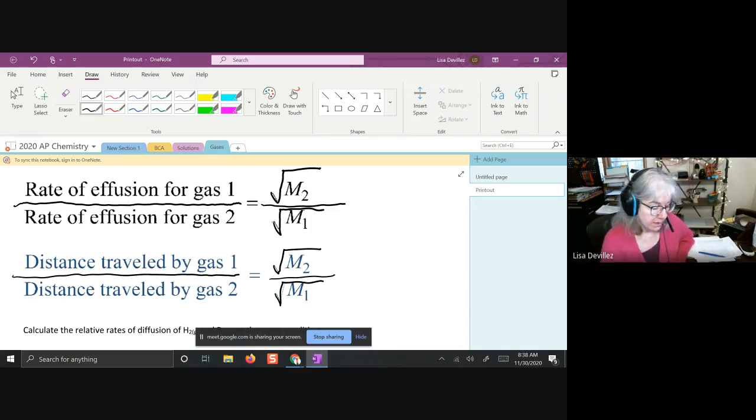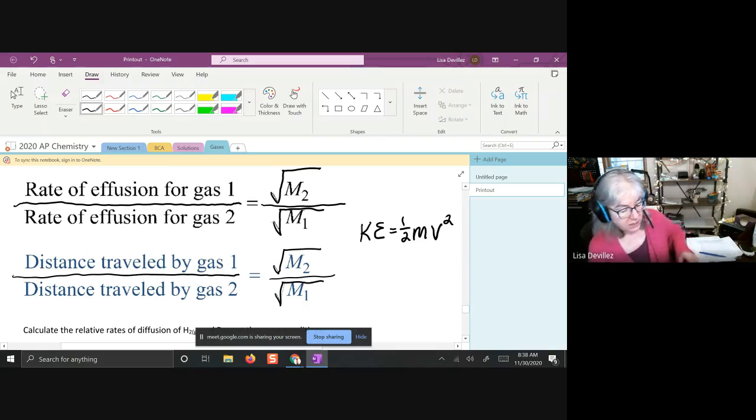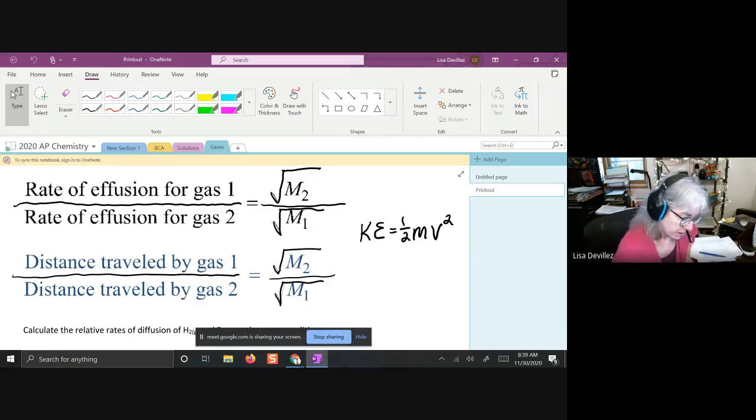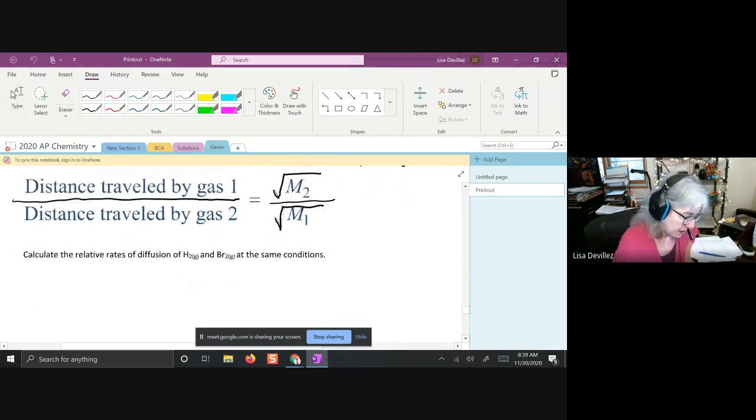Okay. And that's coming from, I won't derive the whole thing for you, but you may be wondering, well, why is it the square root? If you look at the equation that looks at kinetic energy relative to the velocity or speed, it's K equals 1/2 the mass times the velocity squared. And so if you rearrange that and plug it into this, that's why the relationship between the speed and the mass involves the square root. Okay. All right. So we don't have to worry too much about that. We just need to look at using these equations.